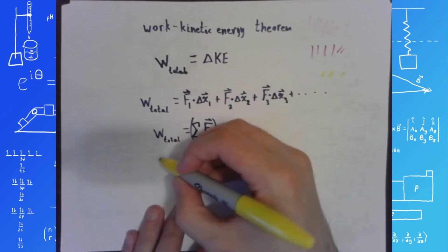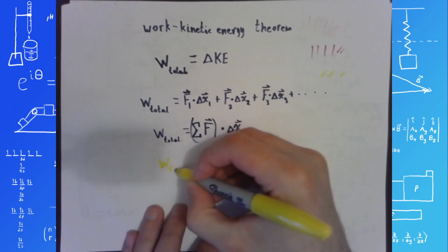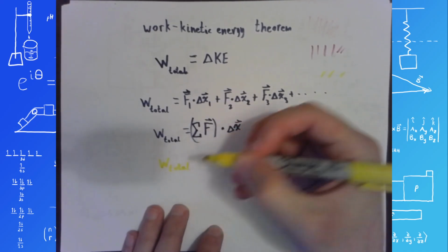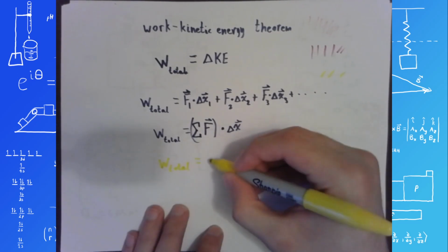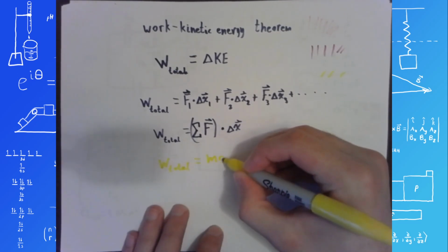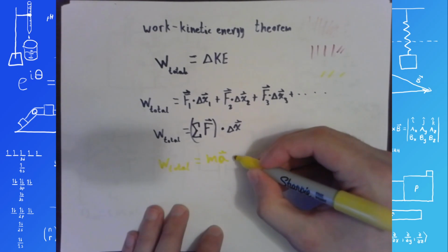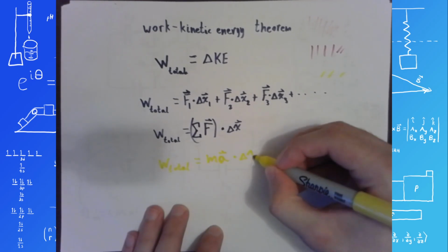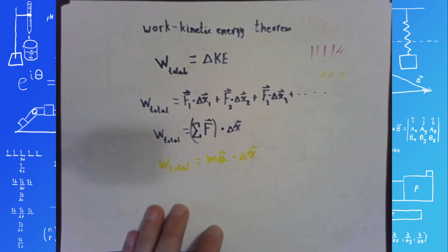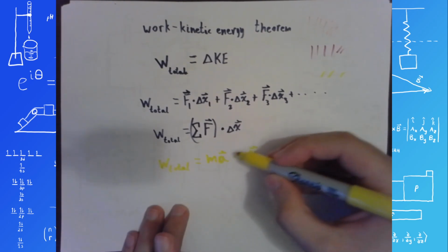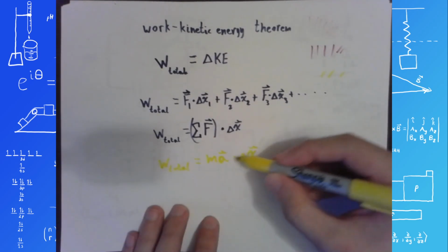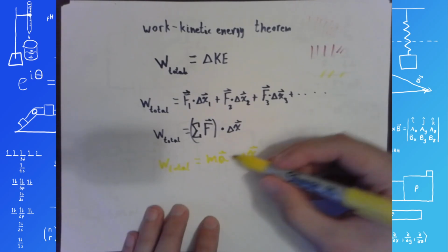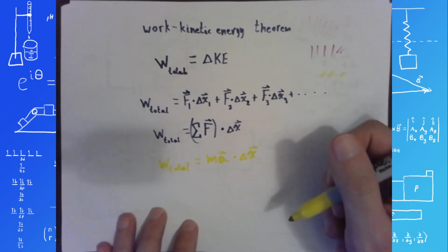Net force is mass times acceleration, so work total equals mass times the acceleration of the object dot the displacement of the object, and acceleration dot displacement, the dot product is just going to give us the magnitudes of each of these multiplied by each other and also multiplied by the cosine of the angle between them.